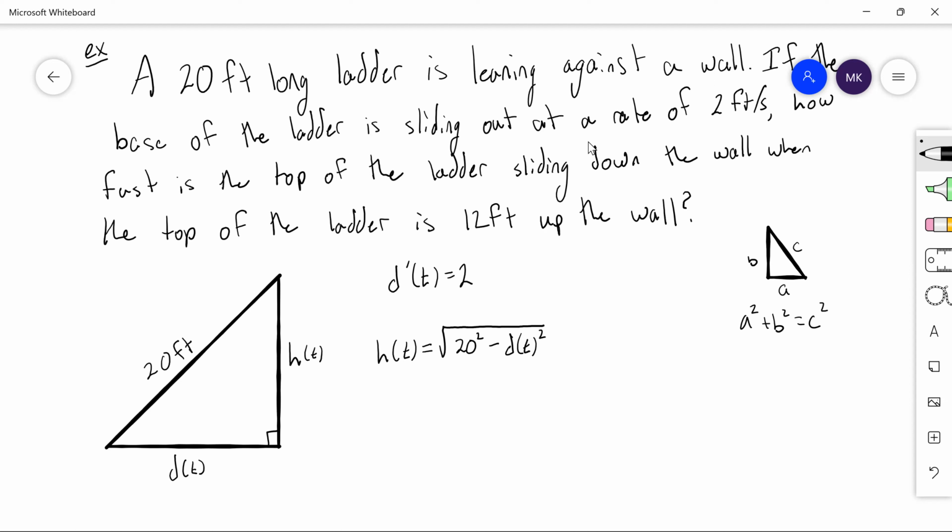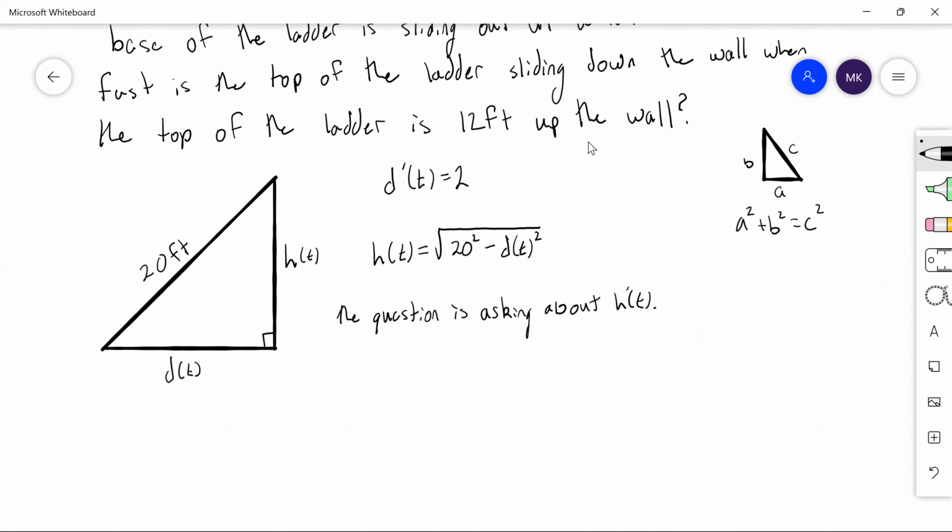So this question is asking us how fast is the top of the ladder sliding down the wall when the top of the ladder is 12 feet up the wall? That's the question. So the question is asking about h prime of t. That's why I created the equation in terms of h of t instead of d of t. I didn't want to say d of t equals square root of 20 squared minus h of t, which is true, but I'm not worried about what d prime of t is. I'm worried about what h prime of t is. So that's why I created the equation in that way.